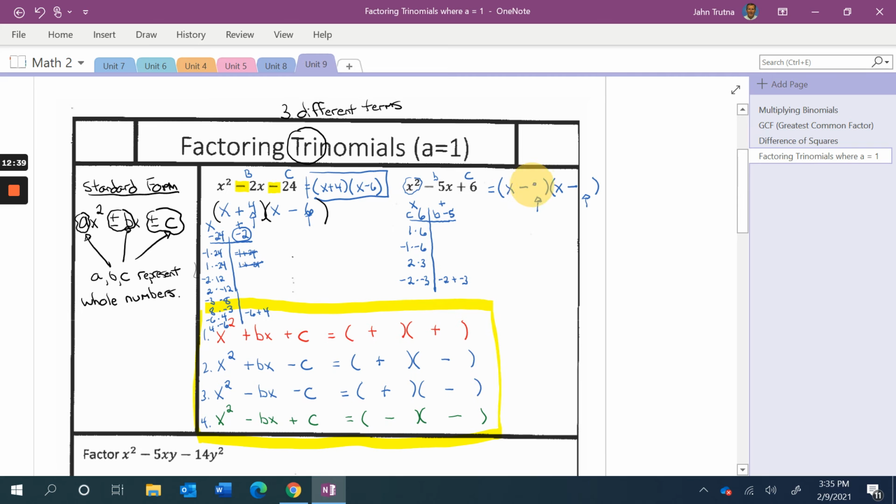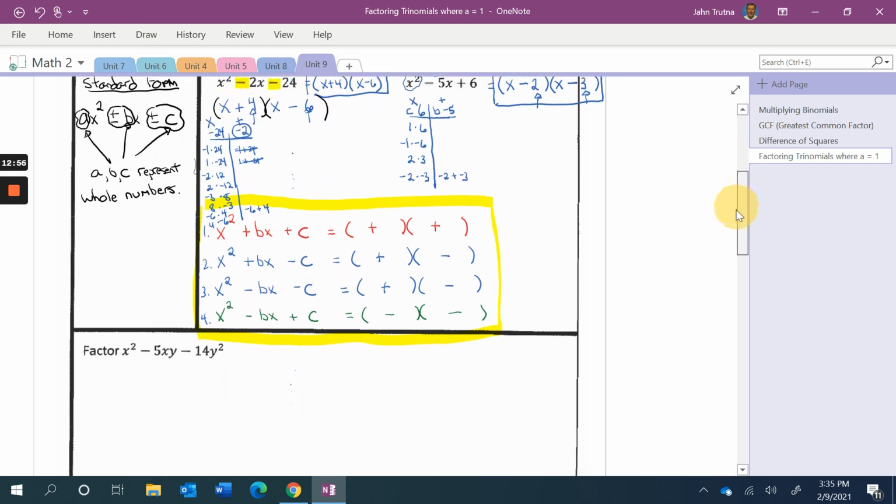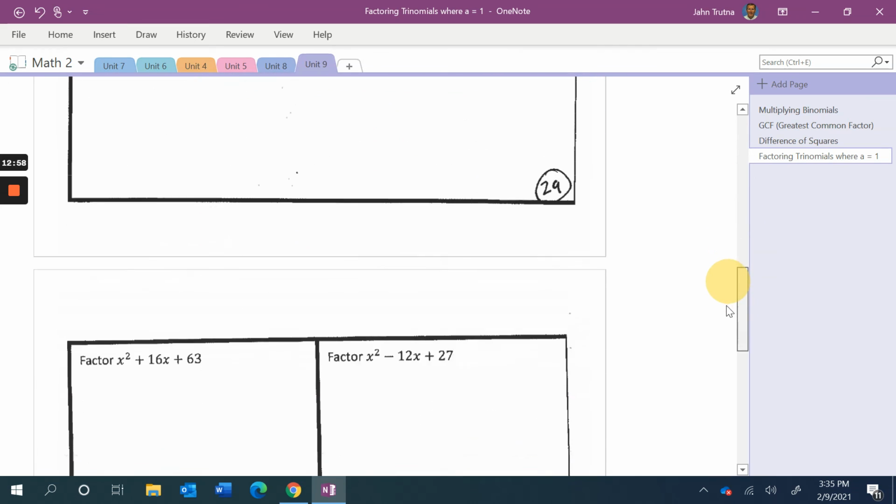Okay, so it's x minus 2, x minus 3. So there's your factors, you guys, for the trinomial. So the trinomial x to the second power minus 5x plus 6 would factor into quantity x minus 2 times quantity x minus 3. All right, let's go down, and we're going to skip down.